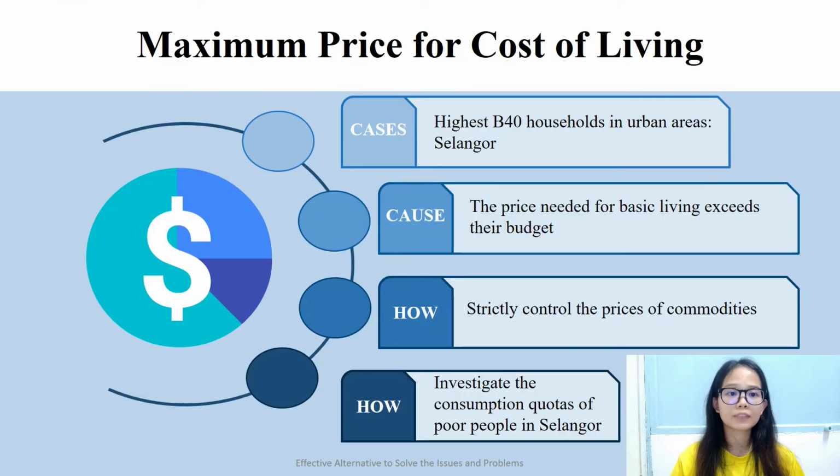Third, maximum price for cost of living. Selangor is the state that has the highest B40 households in urban areas, and more of them agree that the price of what is needed for their basic living has exceeded their budget, which caused them poverty. Therefore, the state government of Selangor needs to strictly control the price of commodities so that they are not too high, so that they have enough money to buy their necessities. However, before controlling the price, the state government needs to investigate the consumption quotas of poor people in Selangor. This is to avoid the situation where businessmen have less income when the state government controls the price too low, which would lead to another poverty.